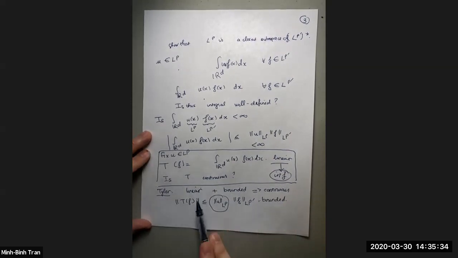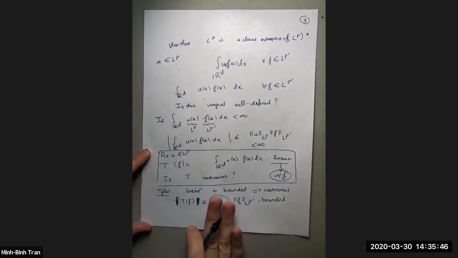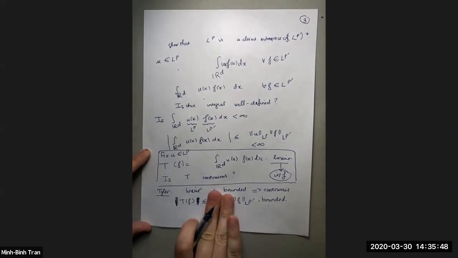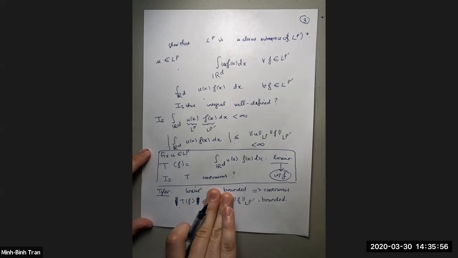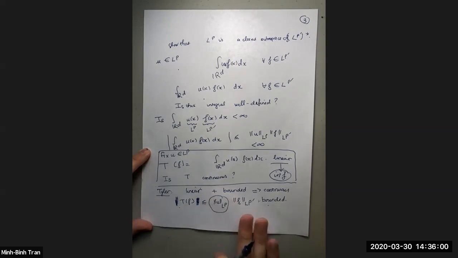So this is linear and this is a bounded mapping because the absolute value of T(f) is going to be smaller than ||u||_p times ||f||_p'. So ||u|| is a constant, you can forget about that. So now |T(f)| is going to be smaller than a constant times ||f||_p'. Which means that this is a linear map, so then this is continuous.